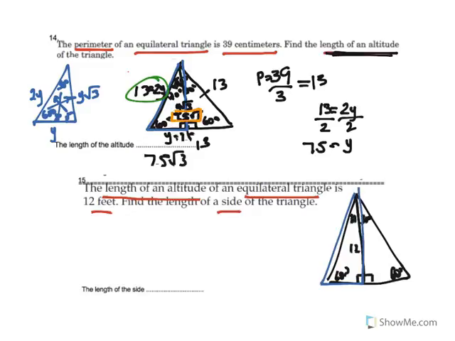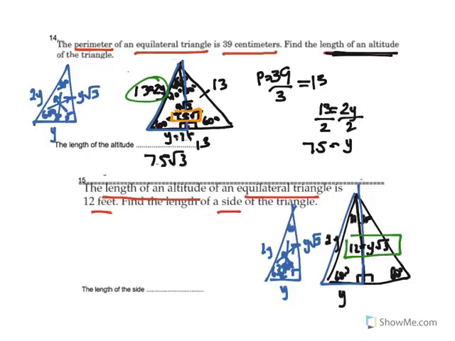I draw my guide triangle. And I just copy the degree measures from over here. Once I know the degrees, I know the sides. 30 is across from the side y, 60 is across from the side y square root of 3, and 90 is across from the side 2y. I put this information into my figure. I get 12 equals y square root of 3. This side here is y, and this side here is 2y.